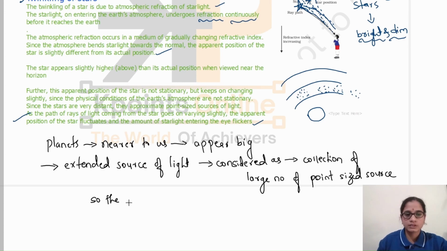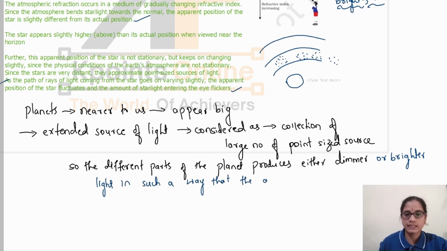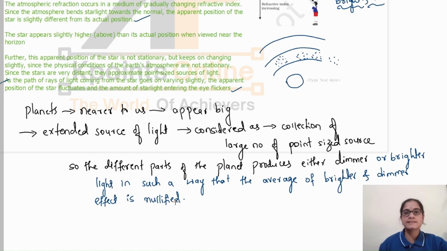So the different parts of the planet produce either dimmer or brighter light in such a way that the average of the brighter and dimmer effect is nullified. This is the reason why planets do not twinkle.